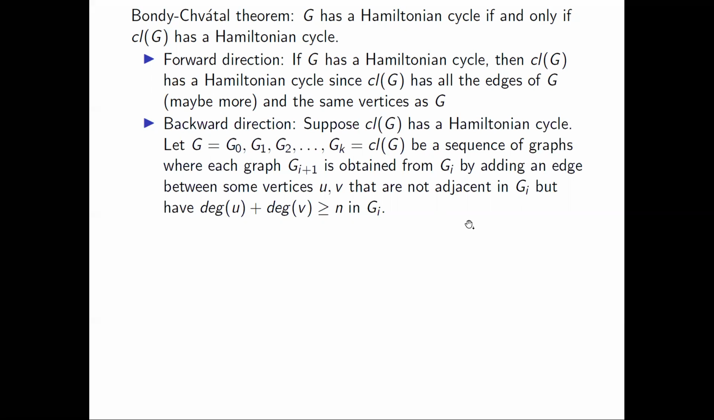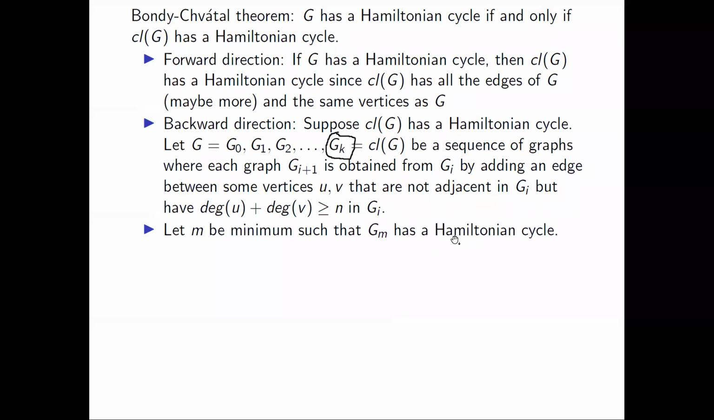Now, we assume that the closure of G has a Hamiltonian cycle. So that means that this GK right here has a Hamiltonian cycle. We want to prove that G has a Hamiltonian cycle, so we can do a proof by contradiction. We'll assume that M is the minimum possible M such that G of M has a Hamiltonian cycle.